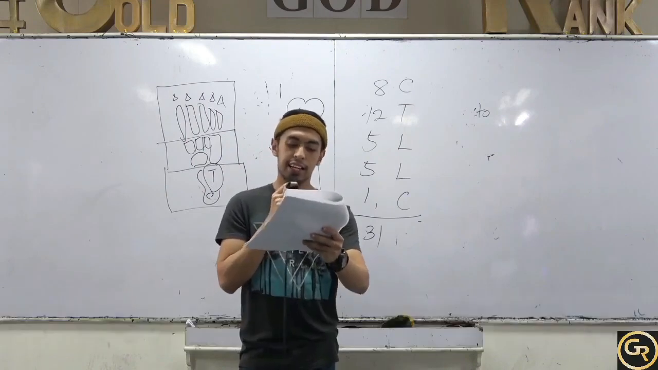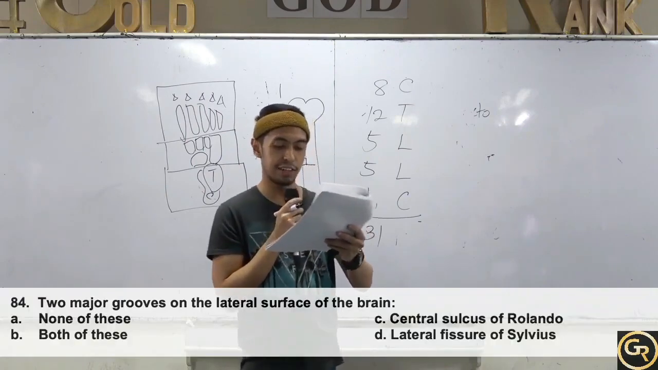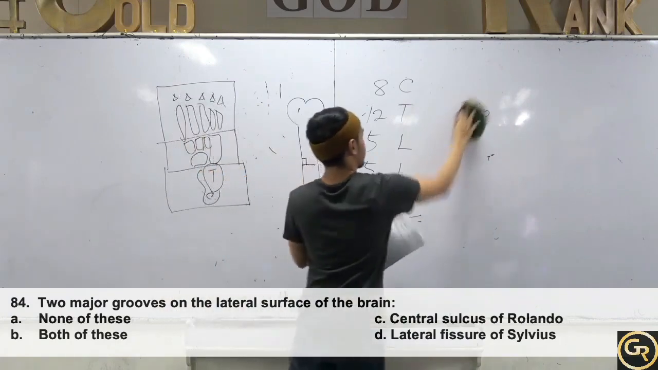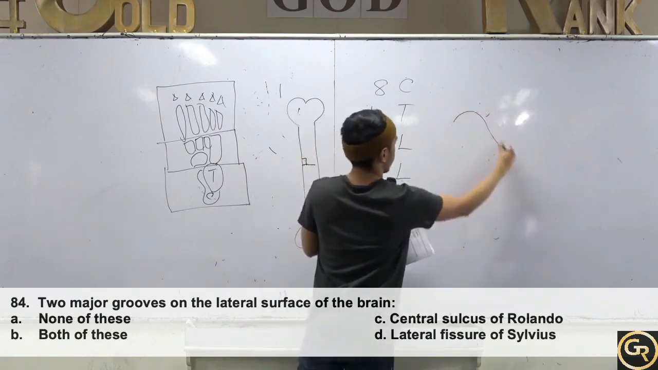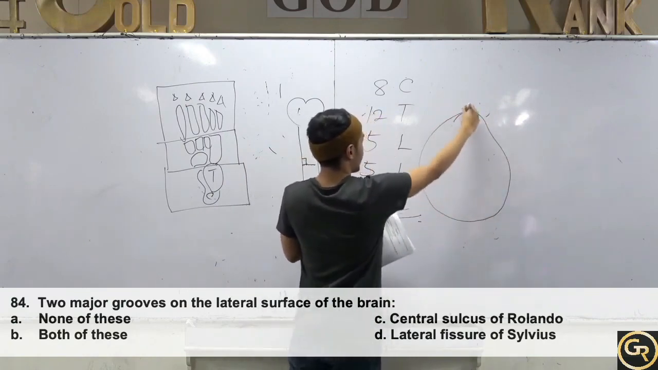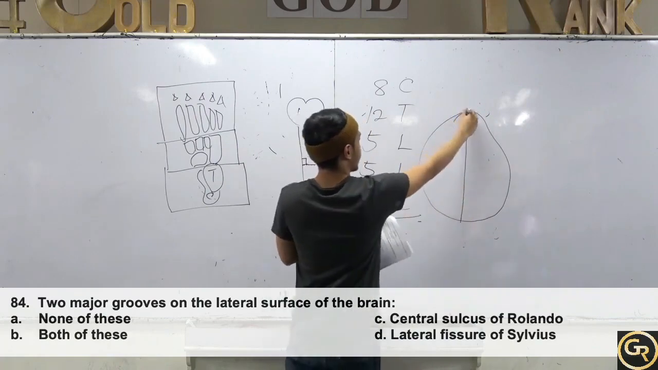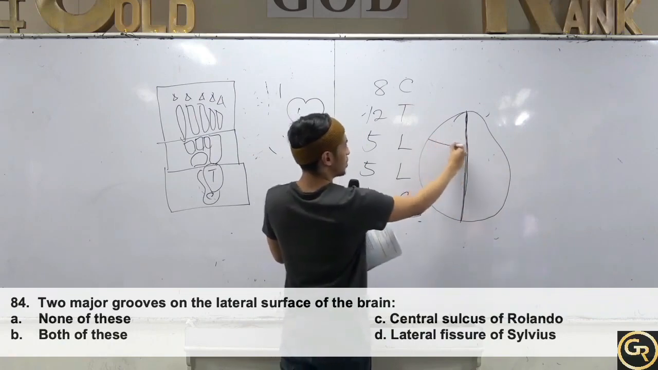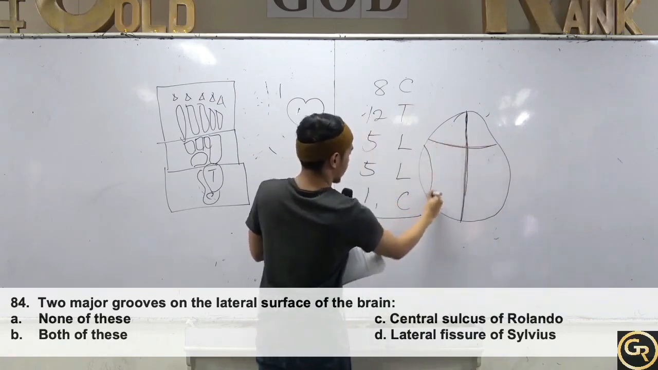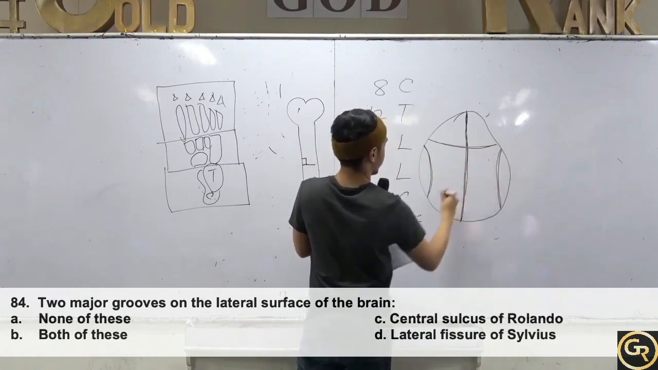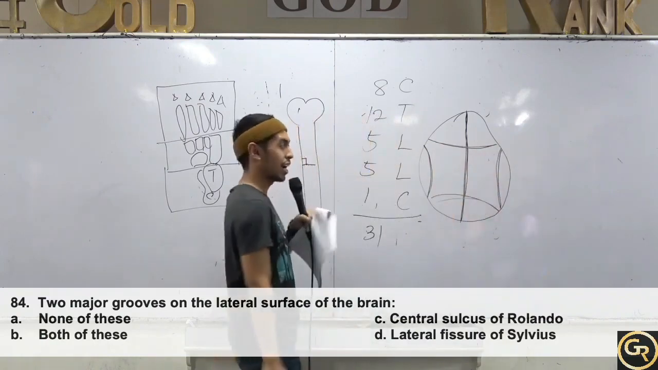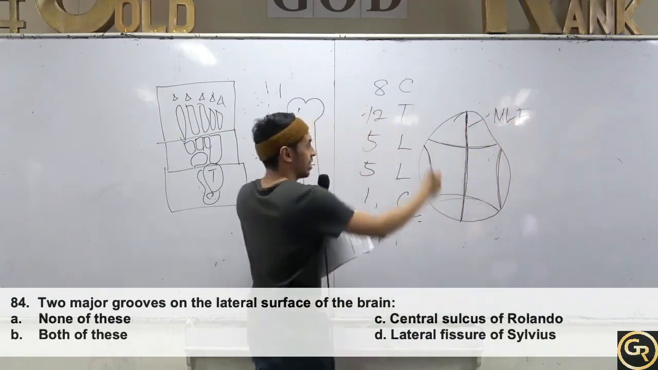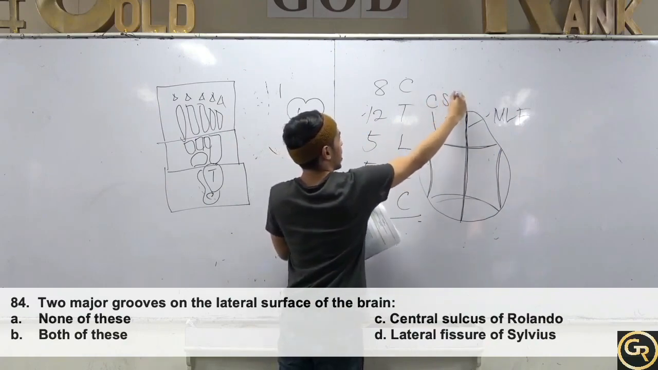Letter B. 84, two major grooves on the lateral surface of the brain. If we remember, I drew your brain earlier. Let's say it looks like this. You have divisions in your brain so we can name the different parts of our lobes. You have your median longitudinal fissure. You have your central sulcus of Rolando.